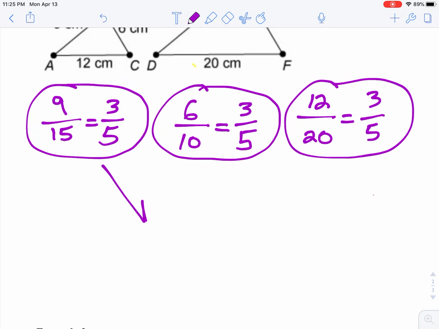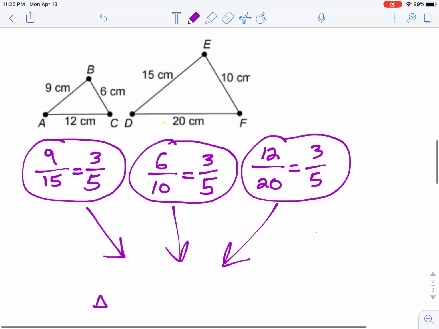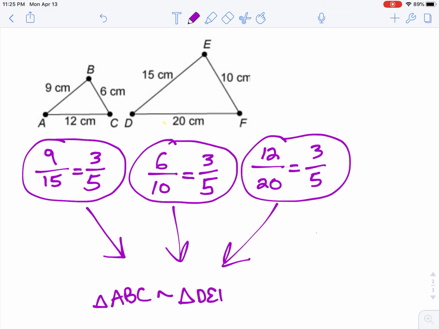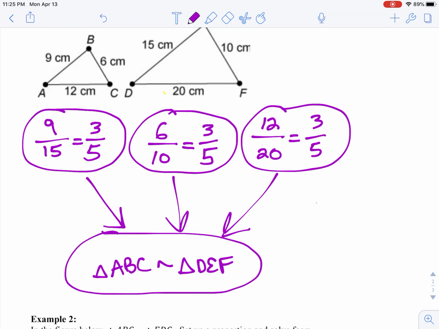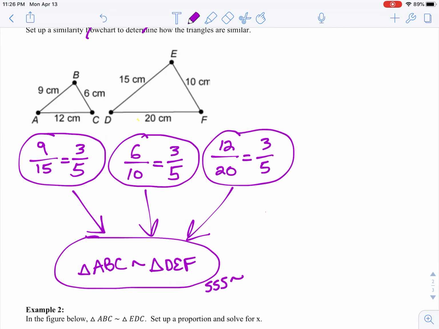So triangle ABC is similar to triangle DEF. Okay, and then what you do is you write the reason for how you know they're similar, and so we would say side, side, side, similarity. And so that is what a flowchart would look like.